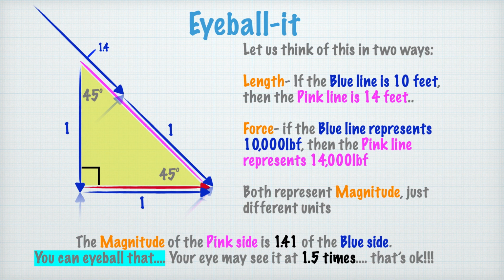So again, without doing any math, we can eyeball that and come up with a pretty decent estimation of what the magnitudes of different sides of this triangle are, based on identifying the originating vector and comparing it to the other components to identify the magnitude of those components.